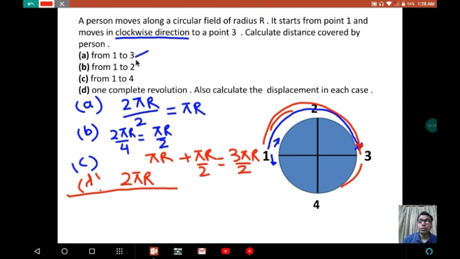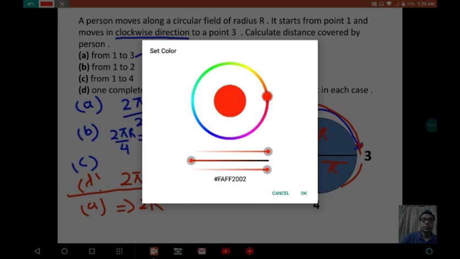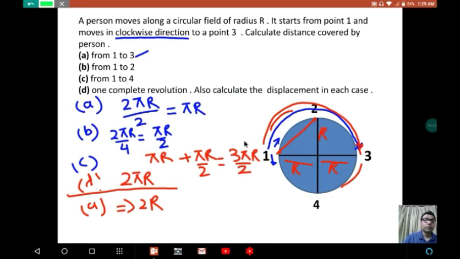1 to 3: this is r, this is r, so for the first case the displacement is 2r. In the second case we have to calculate from the initial and the final position. The initial and final position is like this. So you can see this is a right angle triangle of sides r and r. So what is the length of this part? The length of this part is root 2 r.